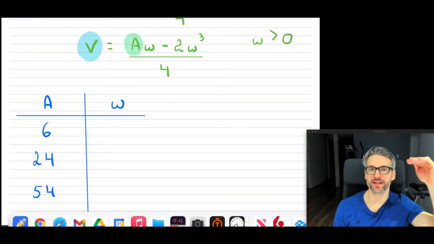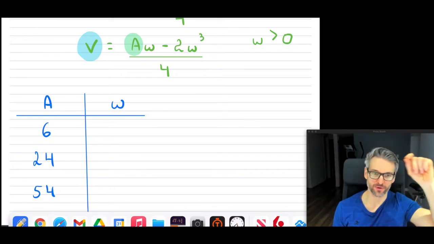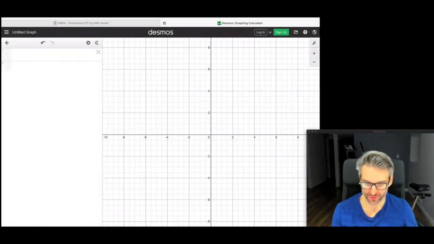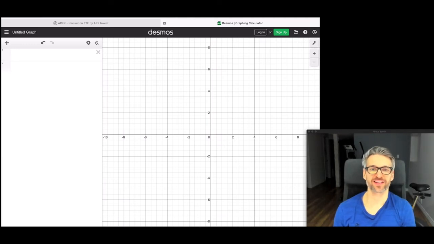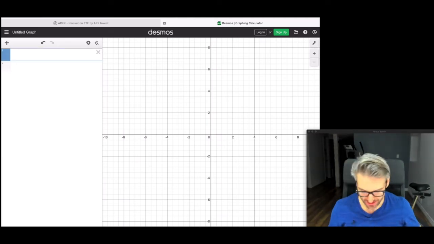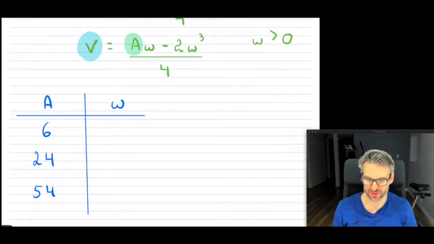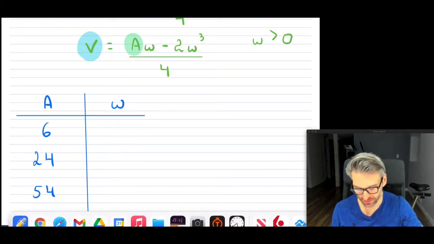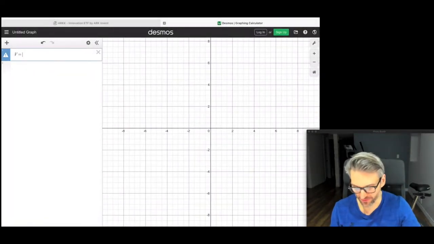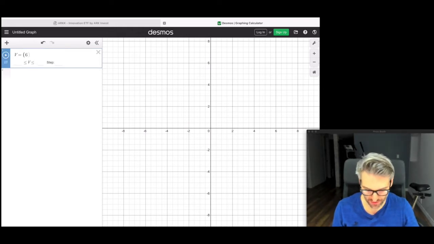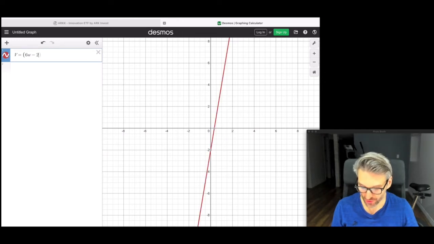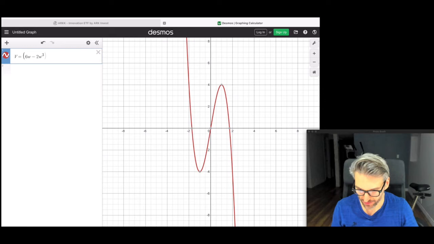You can plot it by yourself, taking a piece of graph paper and just keep doing that. Now I'm going to use Desmos here, one of my favorite tools, to plot this out. So we want to have volume equals, and let's not forget, all I'm doing is taking the area times w minus 2w cubed. So for my first area, I'm going to put this in brackets: 6w minus, and this was 2w cubed, if I remember correctly.